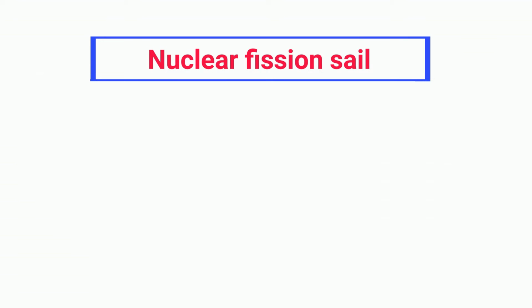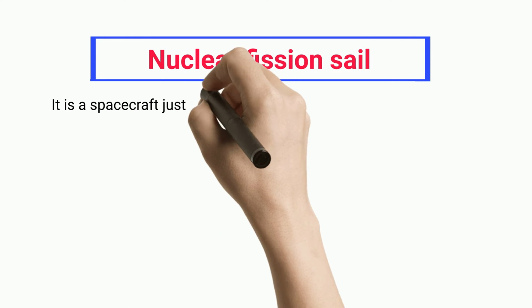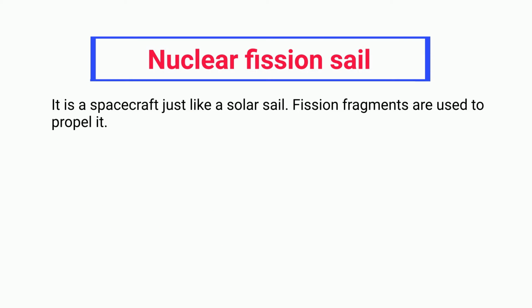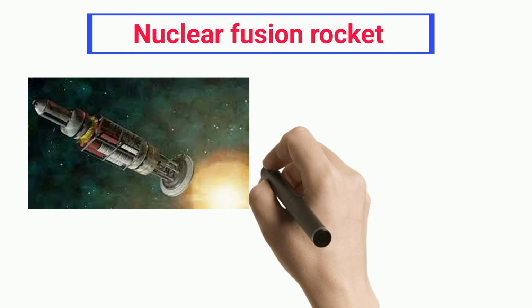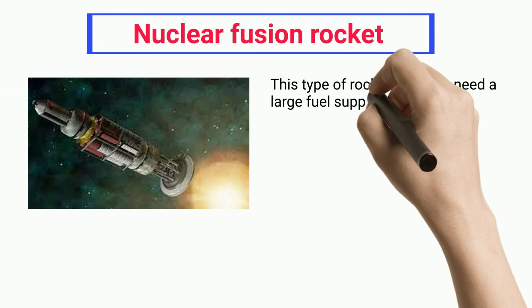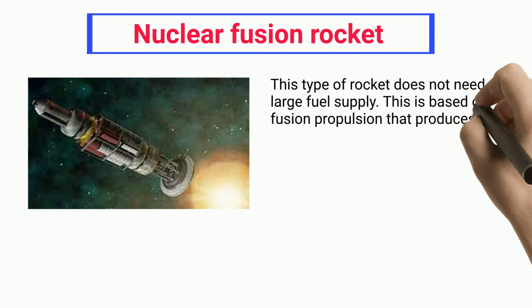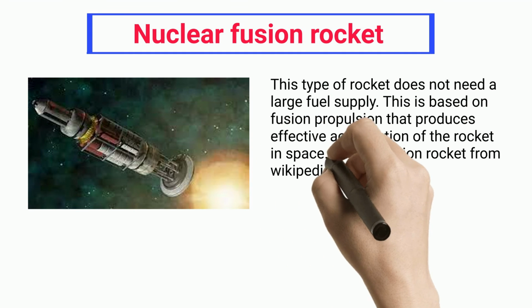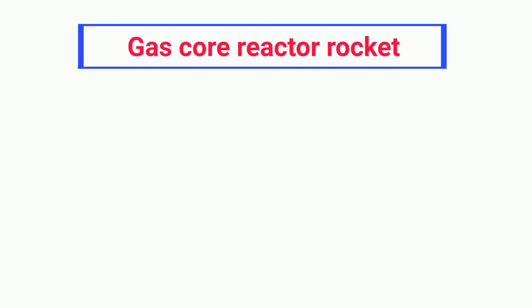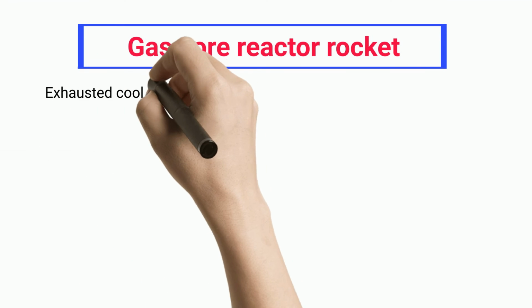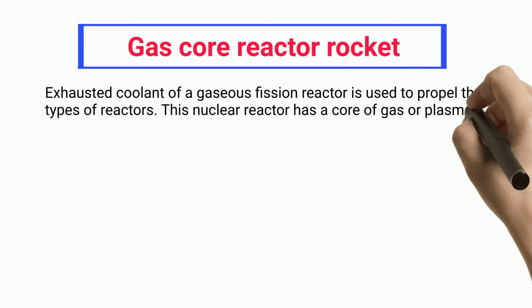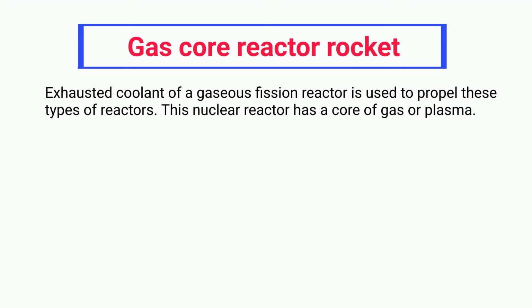Nuclear fission sail. It is a spacecraft just like a solar sail. Fission fragments are used to propel it. Nuclear fusion rocket. This type of rocket does not need a large fuel supply. This is based on fusion propulsion that produces effective acceleration of the rocket in space. Gas core reactor rocket. Exhausted coolant of a gaseous fission reactor is used to propel these types of rockets. This nuclear reactor has a core of gas or plasma.